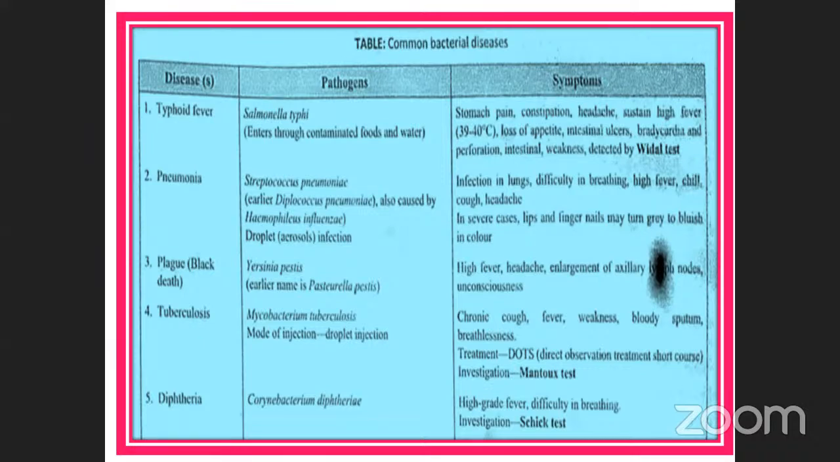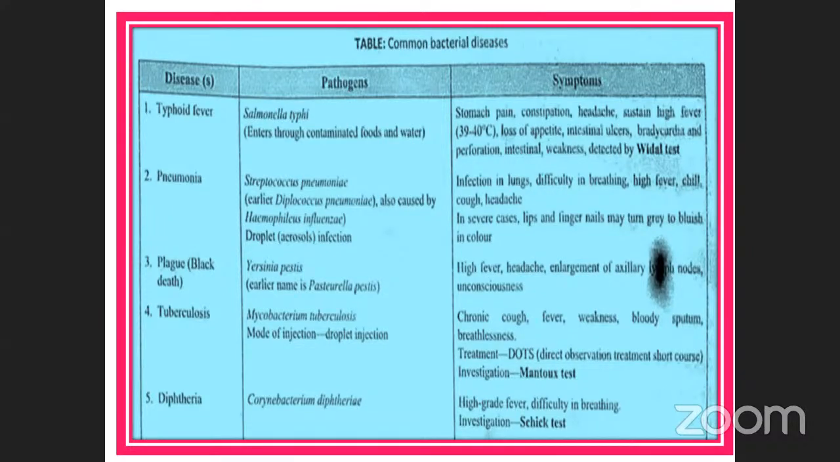We will discuss this later, and the chart is not visible clearly. Anyhow, I prepared another slide with a tabulation, so you can easily understand. First is done. Note it down. This is typhoid fever. Pathogen: Salmonella typhi. How does it enter? Through food and water.